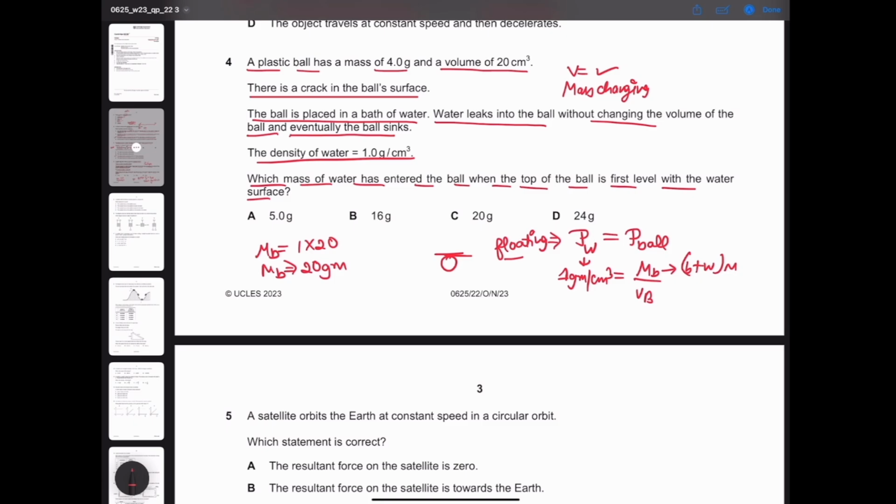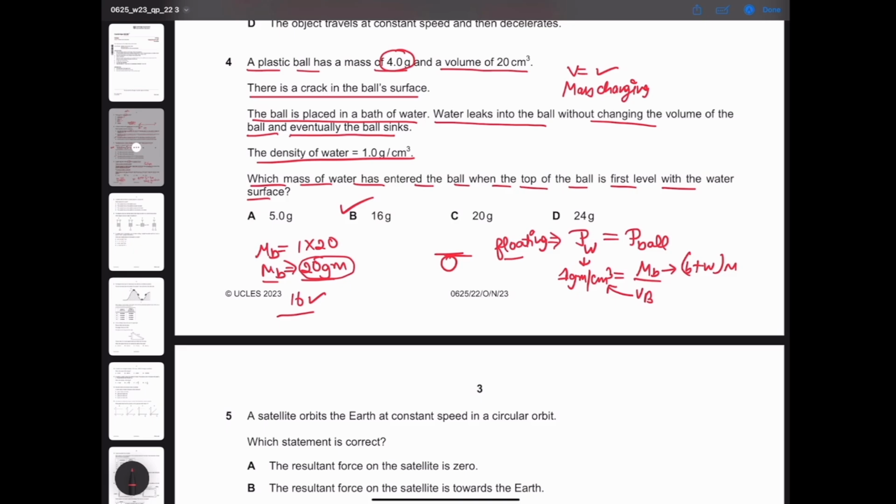Now just think about it. What I did is I transposed VB to the left hand side. VB times 1 is VB only. And the volume of ball was 20. So mass of ball is also coming out to be 20 grams. And initially when water was not flowing inside, what was the mass of ball? 4 grams. Now the combined mass of ball and water is 20 grams. So what should be the answer? 16 grams. Answer is B.